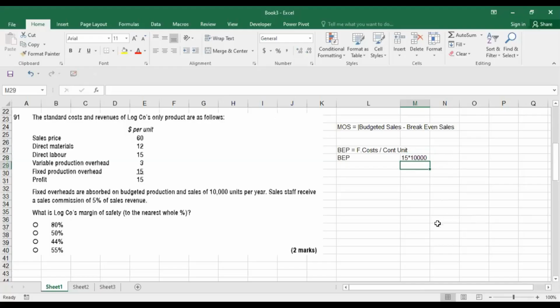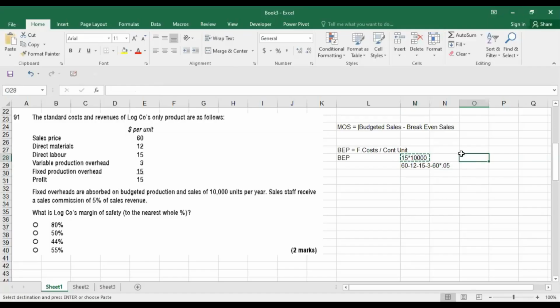And how much is the contribution per unit? Contribution: 60 minus 12 minus 15 minus 3, which is 30, so 27. And there is one more, that is the sales commission. Sales commission is also a variable cost. How much is that sales commission? It is 5% of the sales revenue, so 60 multiplied by 0.05, which is 3. So this is what you need to calculate.